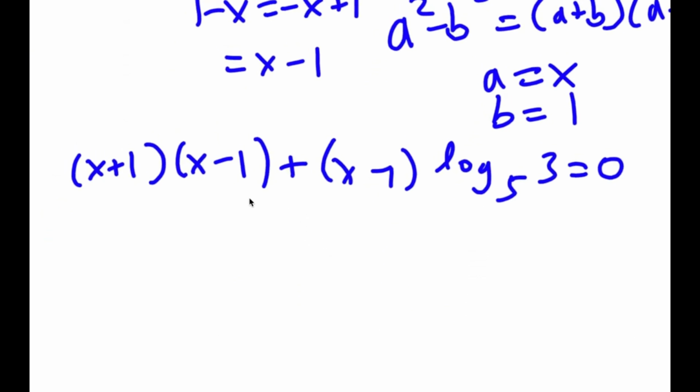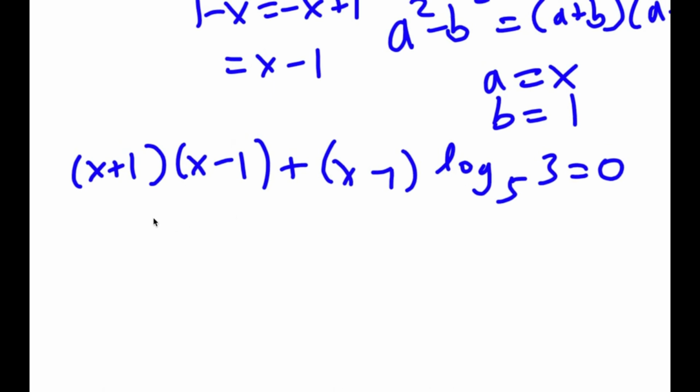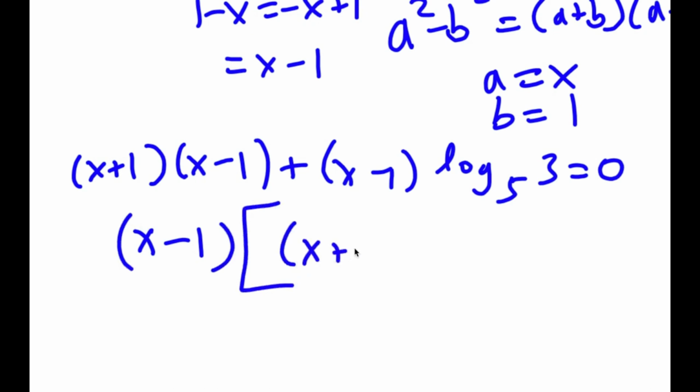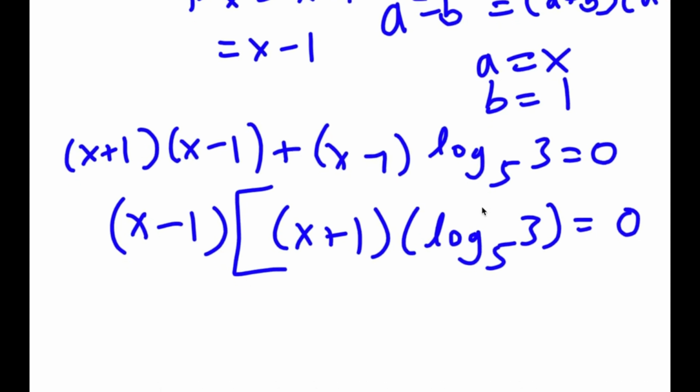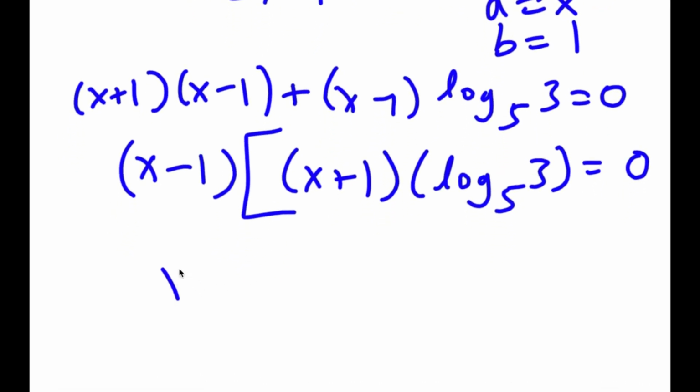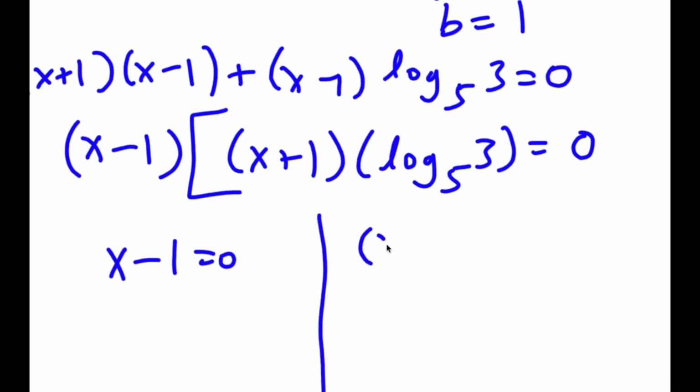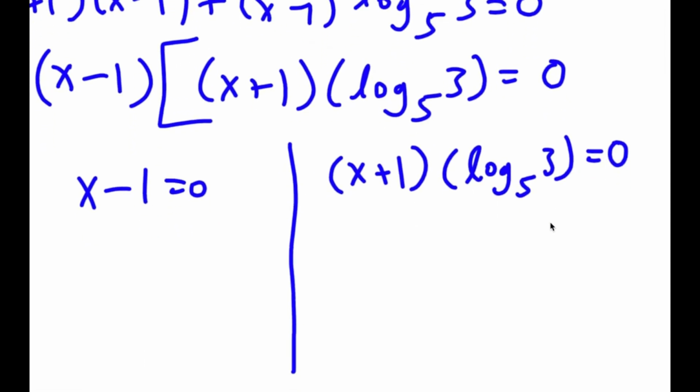So now, if I factor out x minus 1, I get x minus 1 times x plus 1 times log base 5 of 3, and this is equal to 0. Now, this gives me two equations. I have x minus 1 is equal to 0, and I also have x plus 1 times log base 5 of 3 is equal to 0.